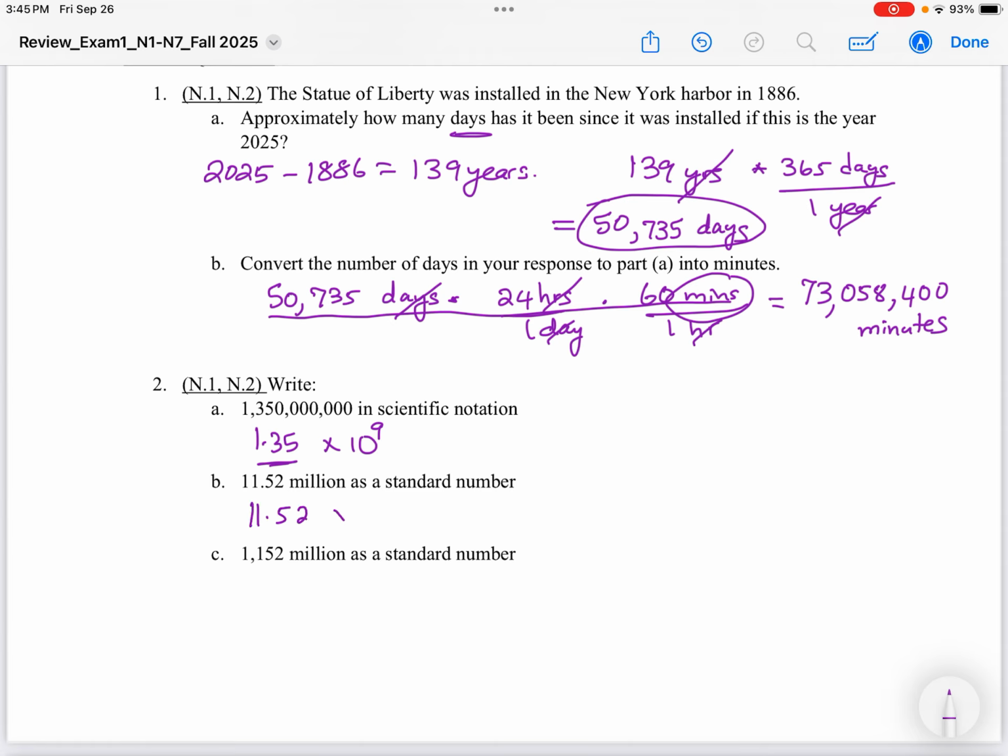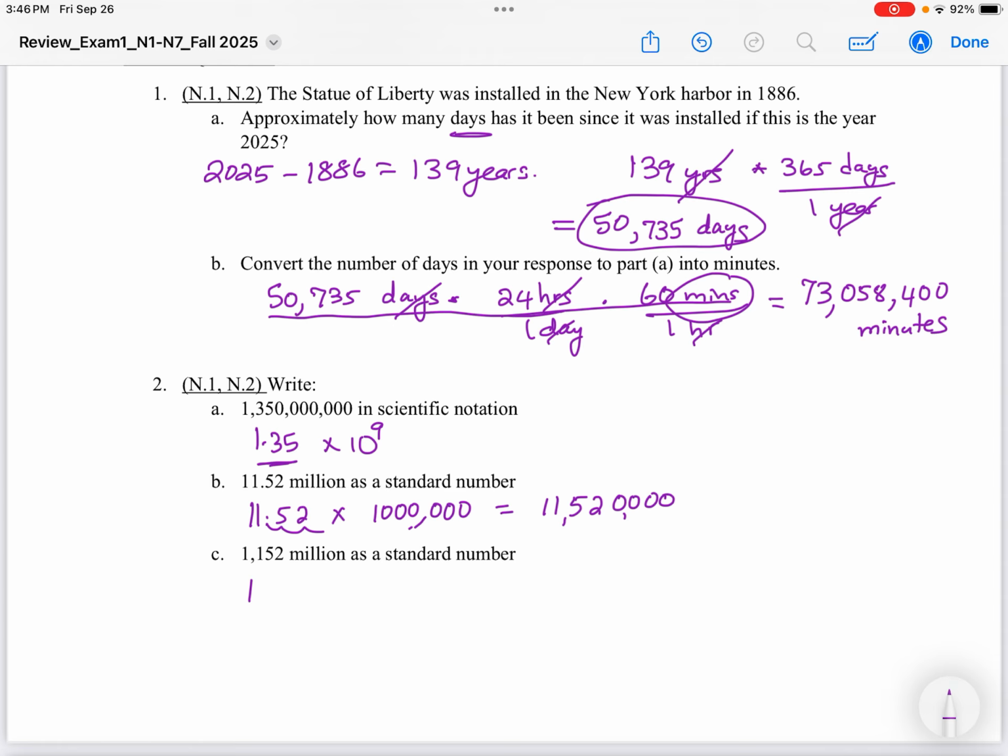11.52 million. So you're multiplying it by 1 followed by 6 zeros, because that's a million. And when you do so, this decimal moves to the right 6 places, leaving you with 1152 followed by 4 zeros. And let's put the commas there so we can see it. So it's 11,520,000. All right, last one.